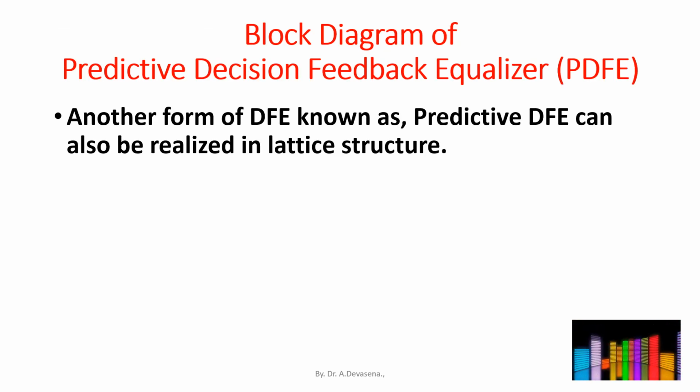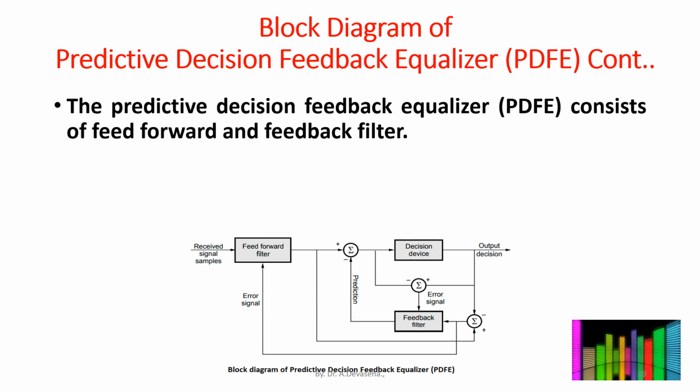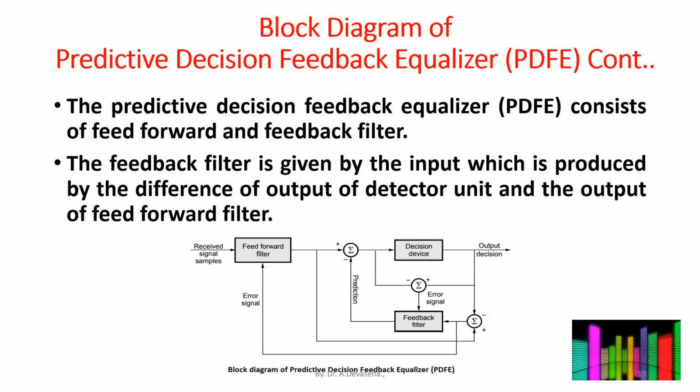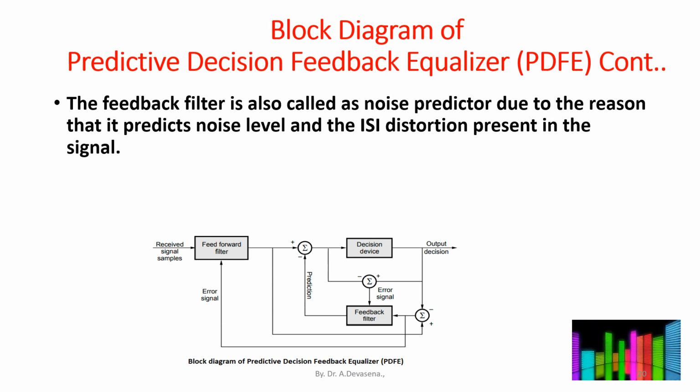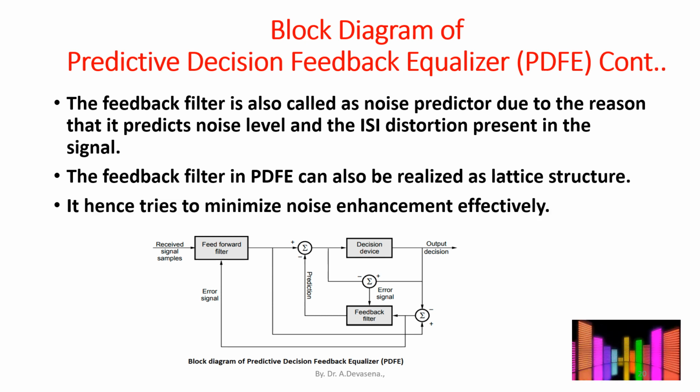Another form of DFE known as predictive DFE can be realized in lattice structure. Here is a representation of predictive decision feedback equalizer PDFE. The predictive decision feedback equalizer PDFE consists of feed forward and feedback filter. The feedback filter is given by the input, which is produced by the difference of output of detector unit and the output of feed forward filter. The feedback filter is also called a noise predictor due to the reason that it predicts noise level and the ISI distortion present in the signal. The feedback filter in PDFE can also be realized as lattice structure. It hence tries to minimize noise enhancement effectively.